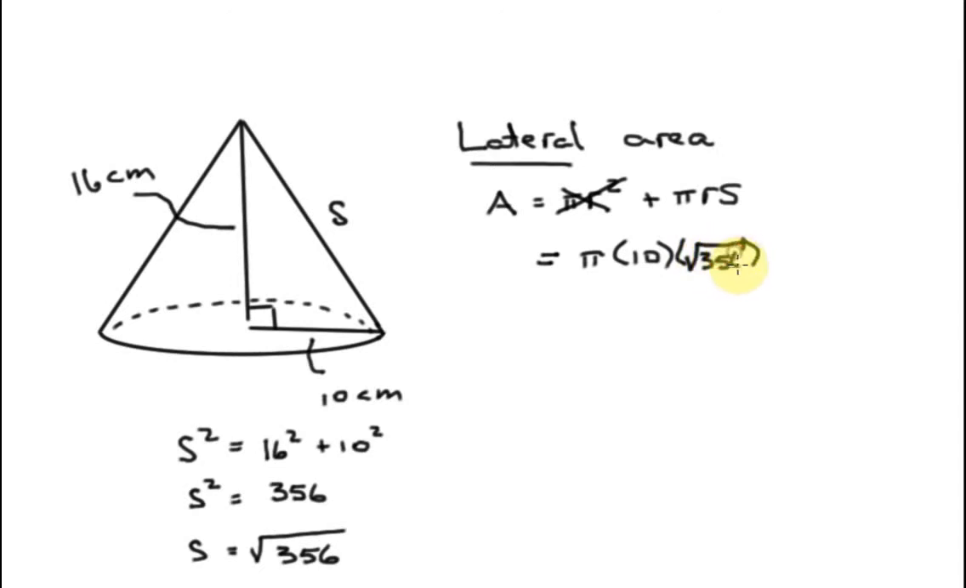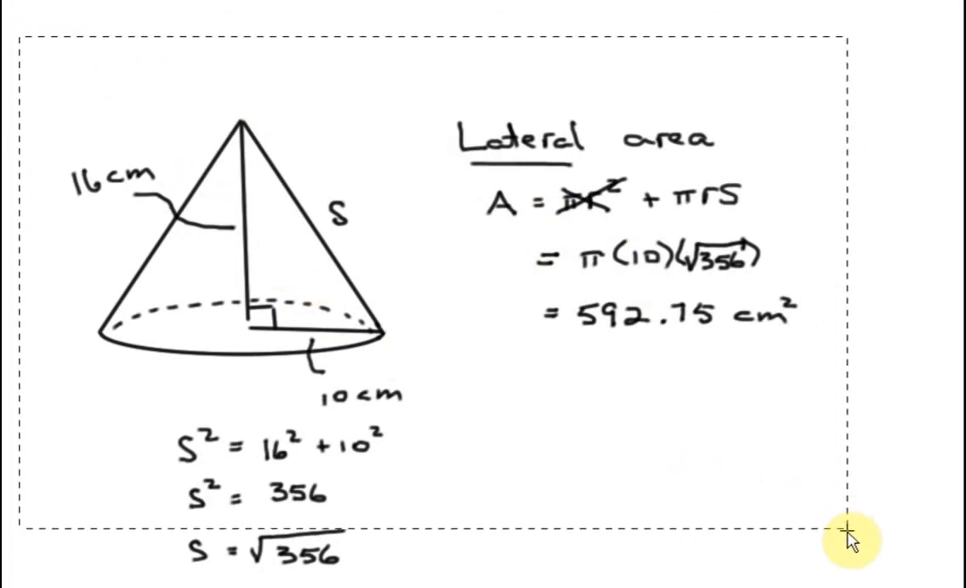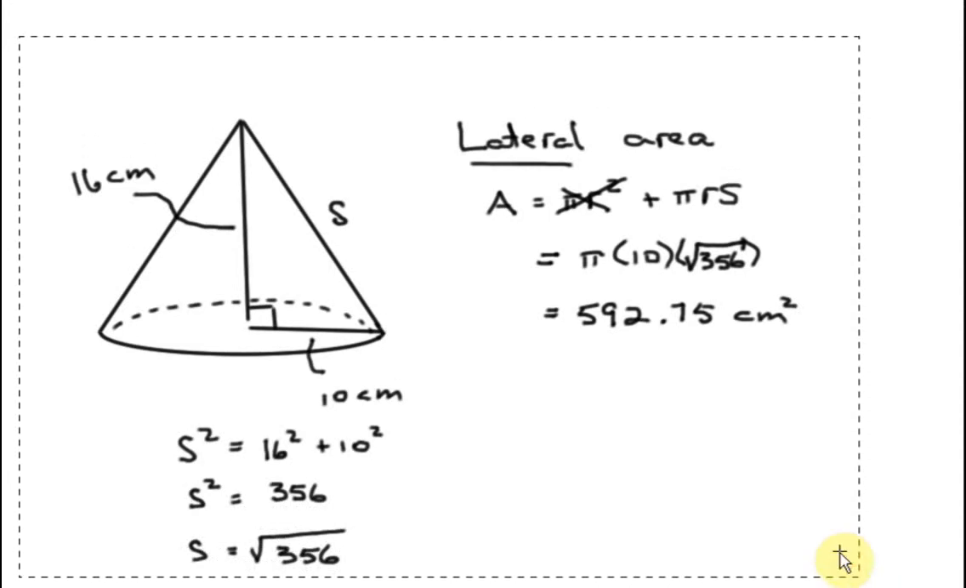So there it is. Now all I got to do is put all that through on the calculator, which I've already done. And if I write my answer rounded to 2 decimal places, I should get 592.75 square centimeters. Okay, so that's my first example. I'm going to do one more. Sometimes these questions have you kind of working backwards. So let me show you what that would look like.